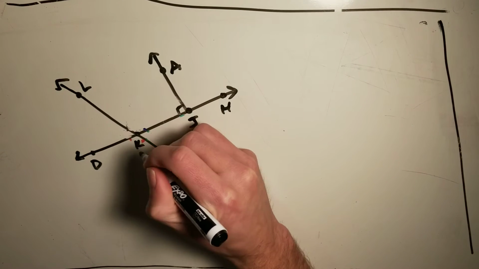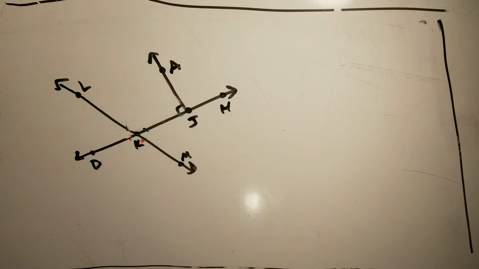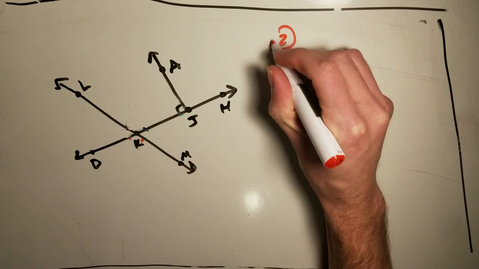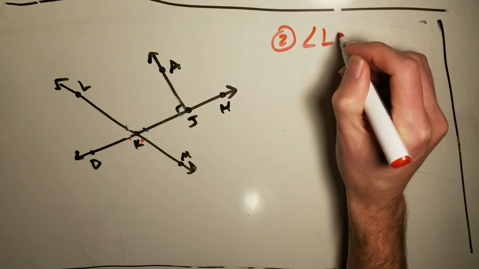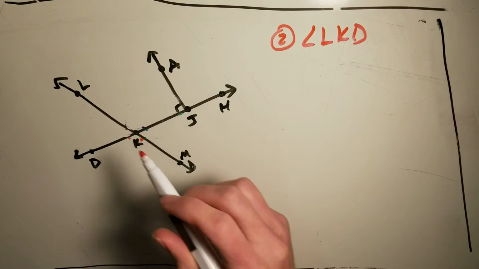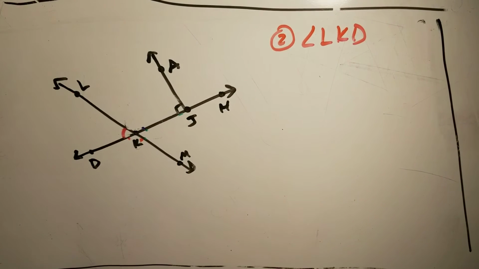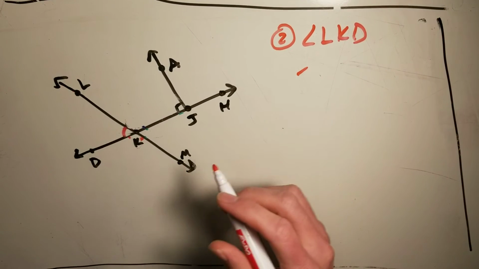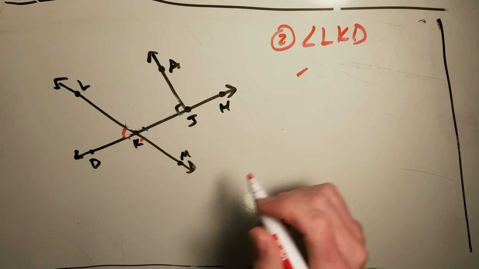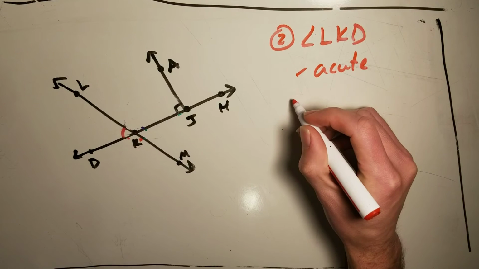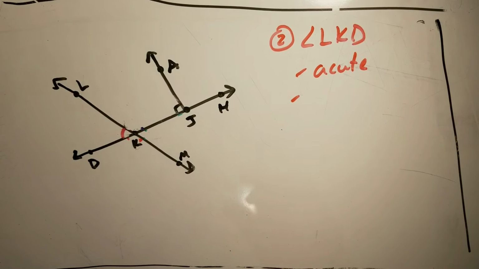This was point K. Alright, number 2 says we're looking at angle LKD, right here. Our first step is to classify. Looking at this angle, we should see that it is acute. It is less than 90 degrees. And our second step is to name 2 adjacent angles.